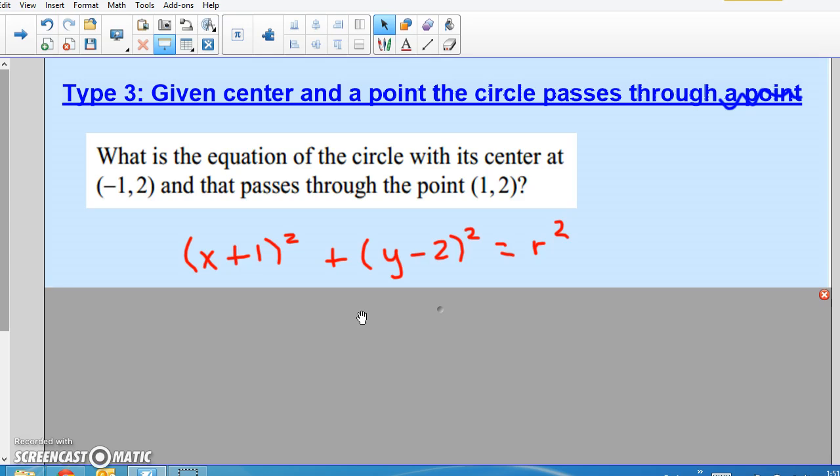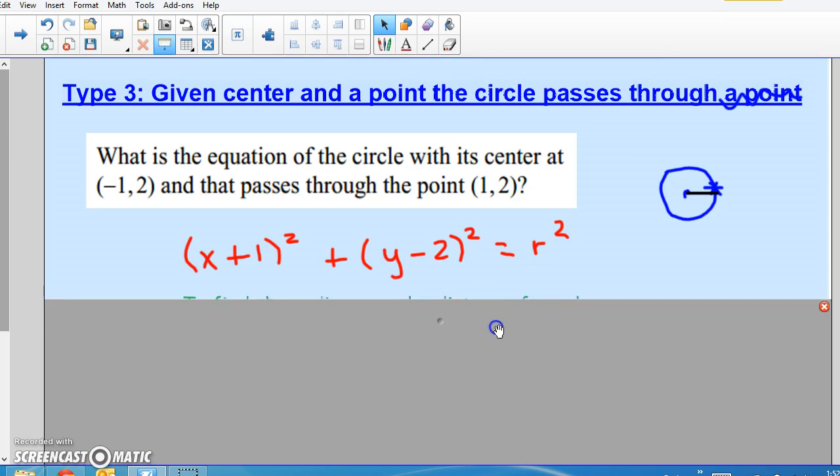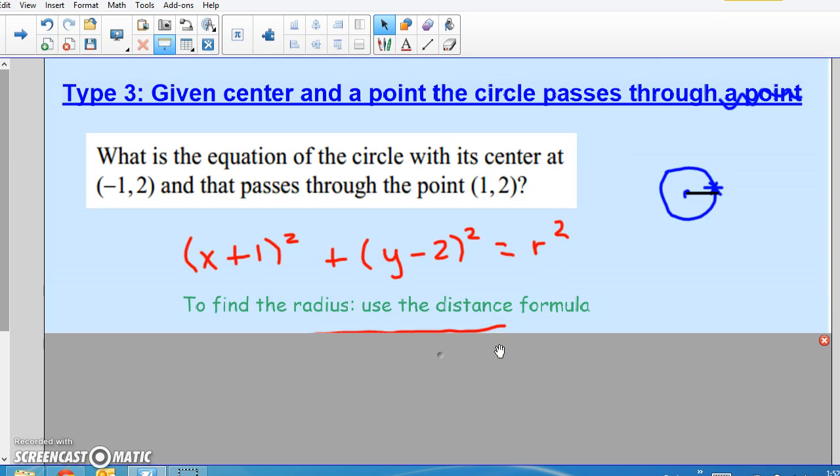So we know what the middle point of the circle is, right? So imagine here's a circle. We know the center. And we know some point on the circle. So this distance in between is the radius. So with that being said, in order to figure out what the radius is, we're going to use the distance formula. So the distance formula is in the big radical symbol. Subtract the x's squared plus subtract the y's squared.